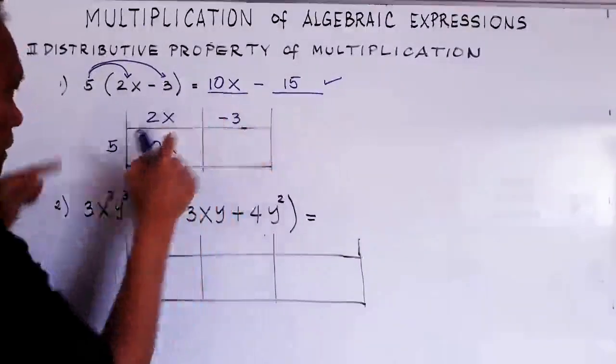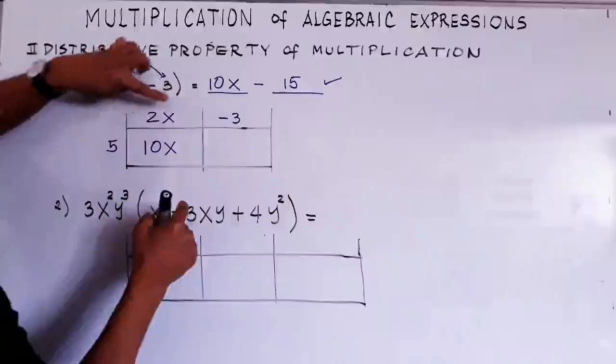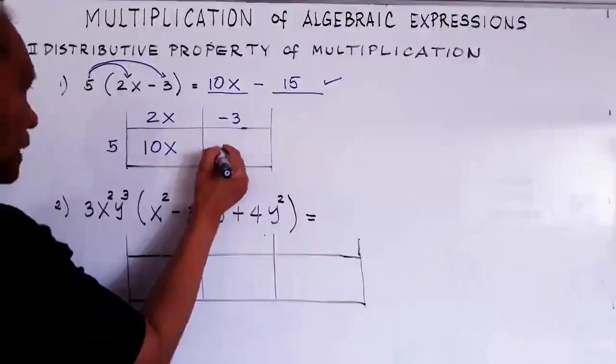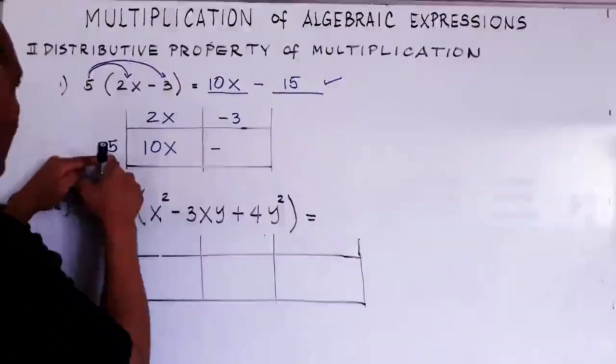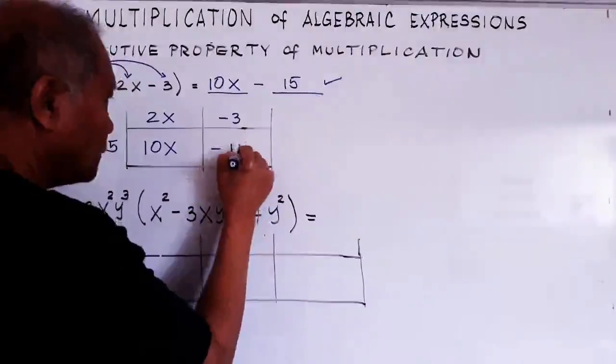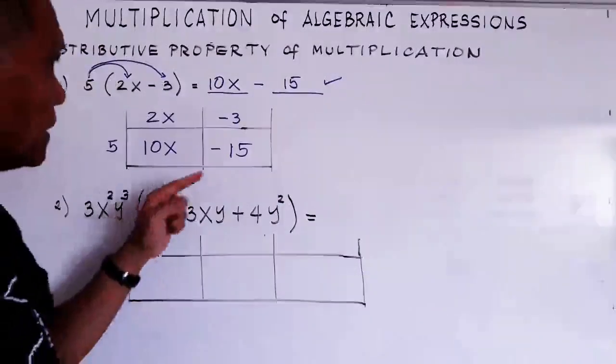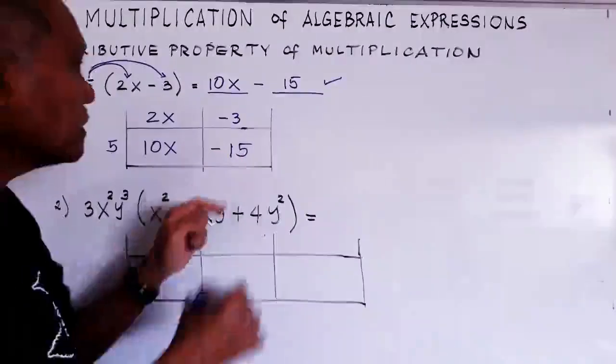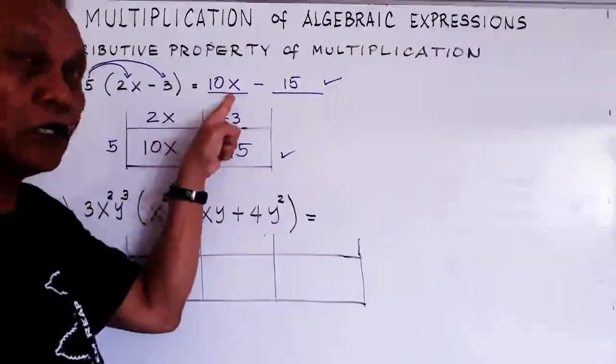Now, second here. Now, positive times negative, count 1. It's negative. And then 5 times 3 is 15. So our answer is the same. We have 10x minus 15, same as the horizontal.